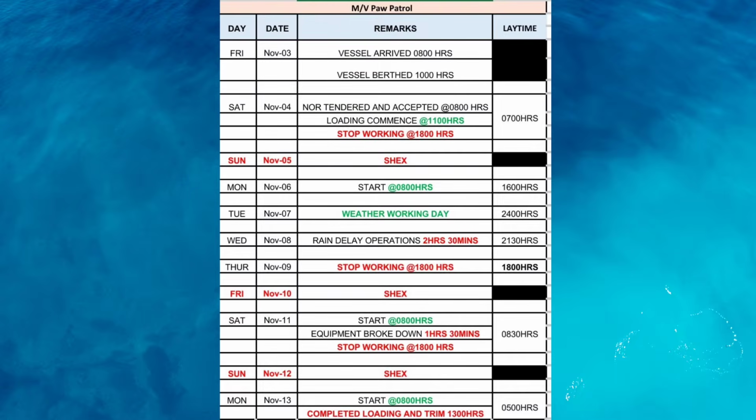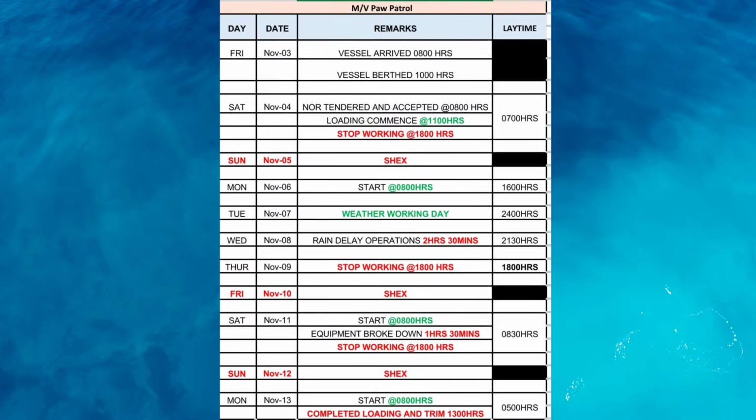So let's begin. On Friday, November 3rd, the vessel arrived 0800 hours. Also on Friday, November 3rd, the vessel berthed 1000 hours. But we cannot start to calculate laytime as yet because laytime cannot be calculated unless the NOR is tendered and accepted. Now, let's move on to Saturday.